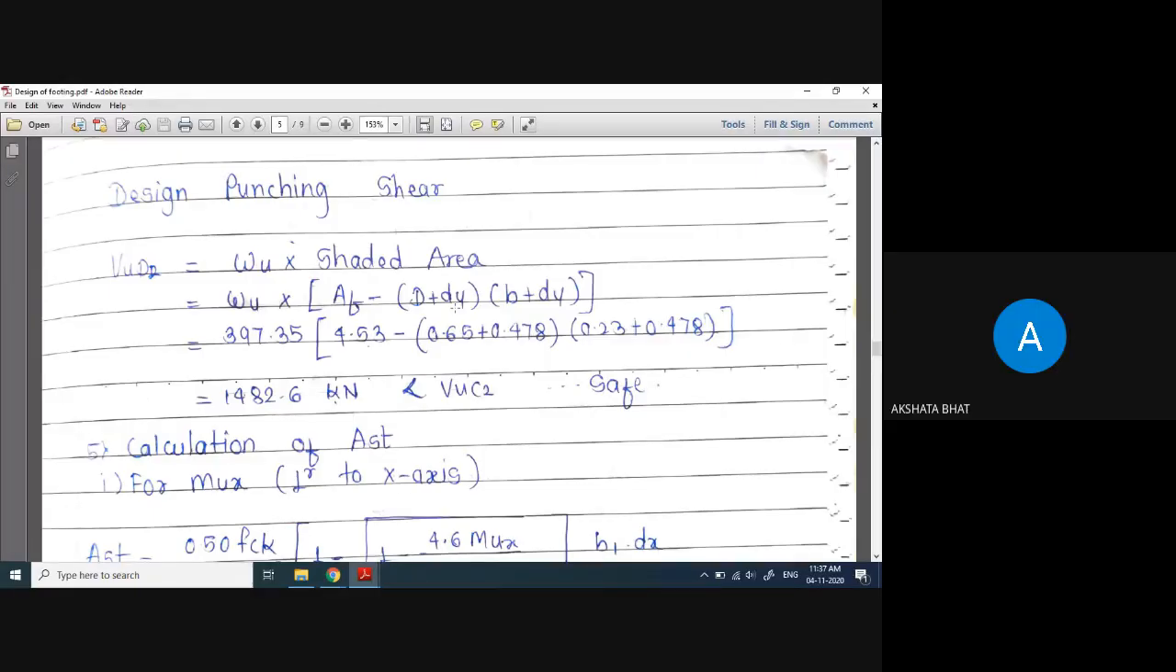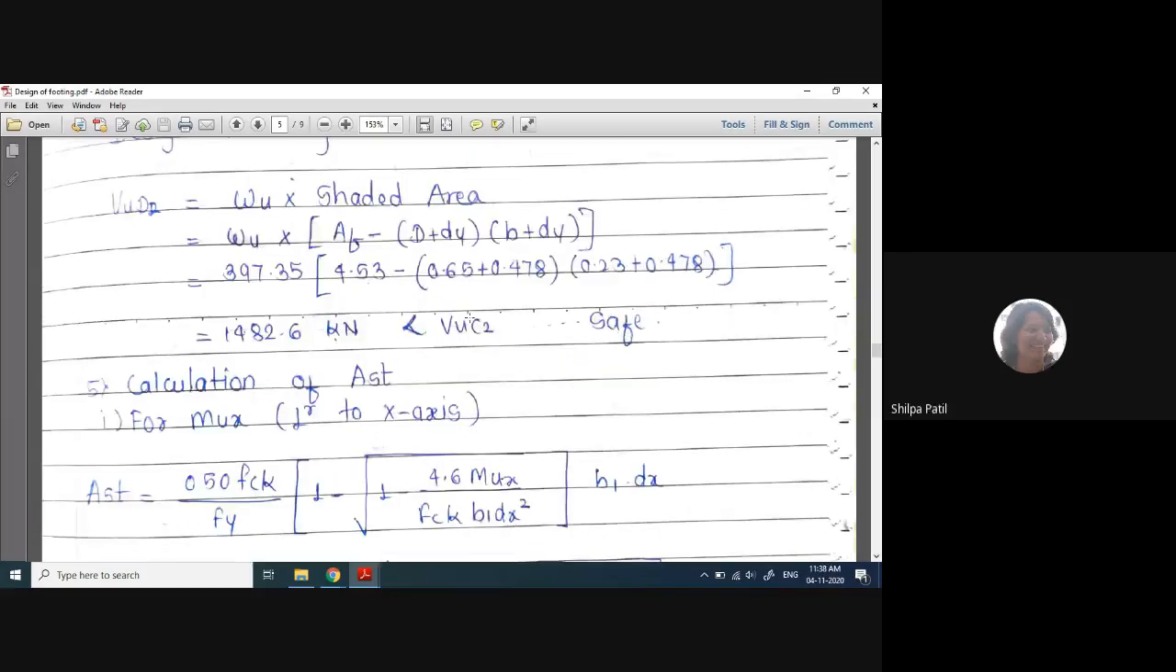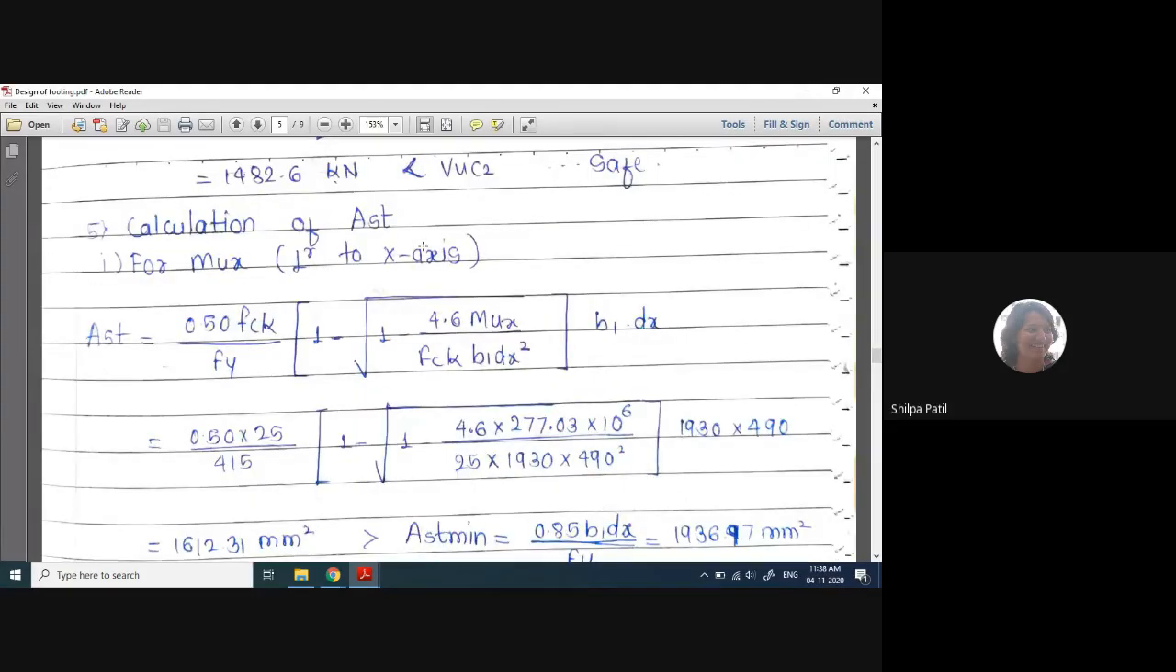Yes, ma'am. Okay. Now the next step is calculation of area of the steel. Now, as I explained yesterday, the area of the steel is provided to resist the moments acting on the footing. Now these moments MUX and MUY, which are acting about both the axes, for those we have to calculate the area of the steel. Now for MUX, how is this moment acting? It is a moment acting about x-axis.